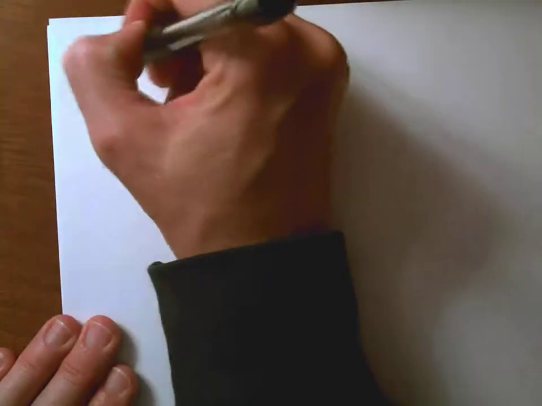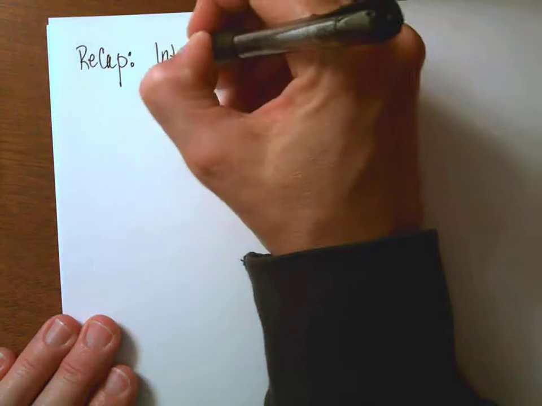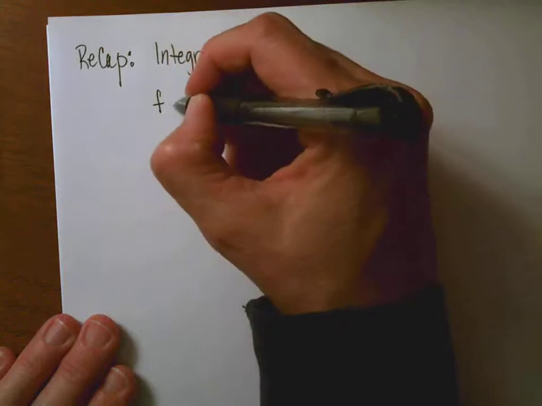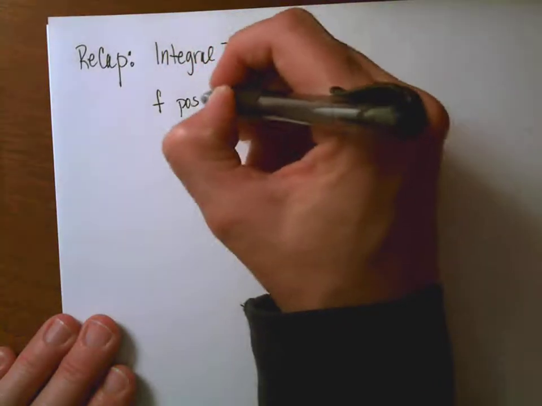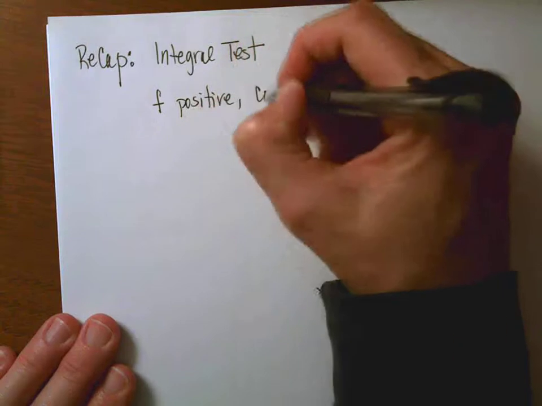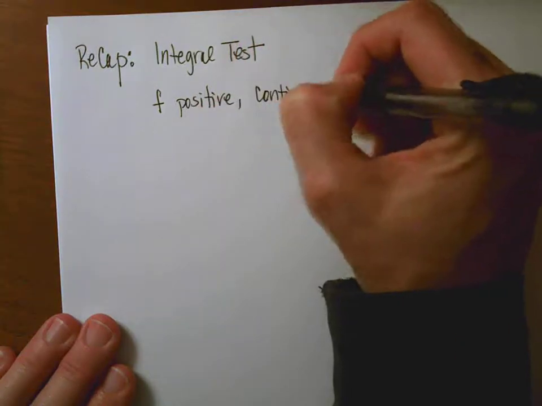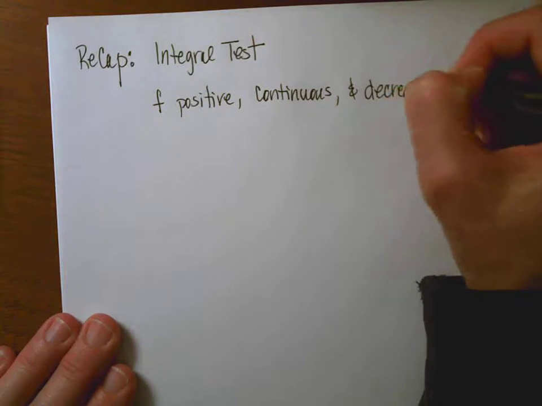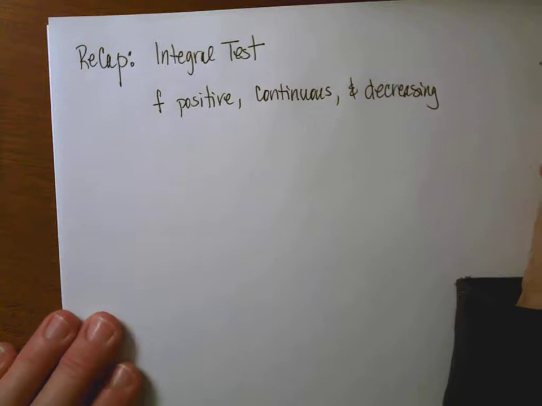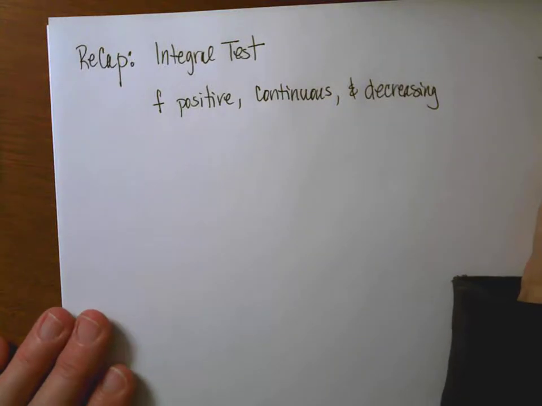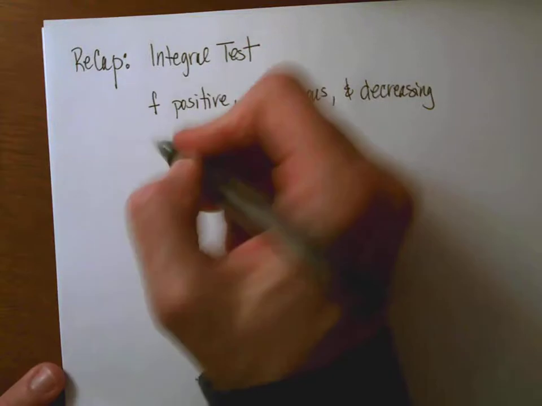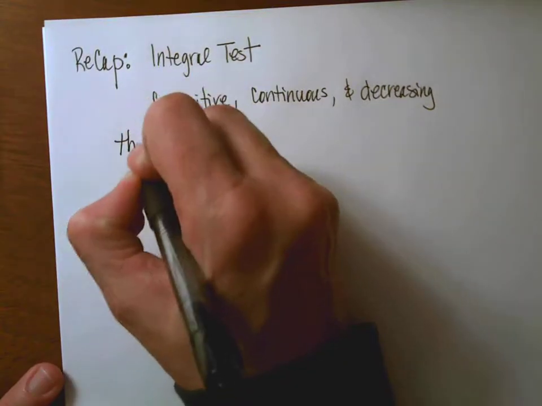So just to recap, I'm going to write that right here. So here's our recap for the integral test. f is our function, f has to be positive, it has to be continuous, and it has to be decreasing. And remember, if you have access to a calculator, then you would just graph it. If you do not have access to a calculator, you would run your first derivative test to determine whether or not the function is decreasing after 1.